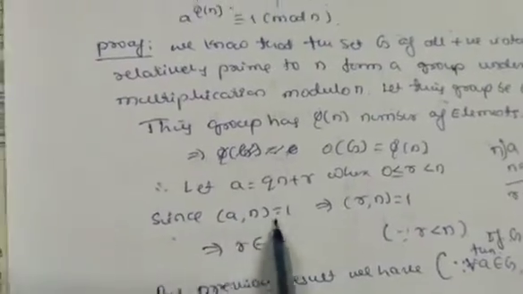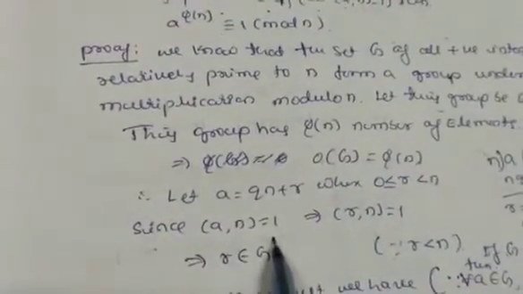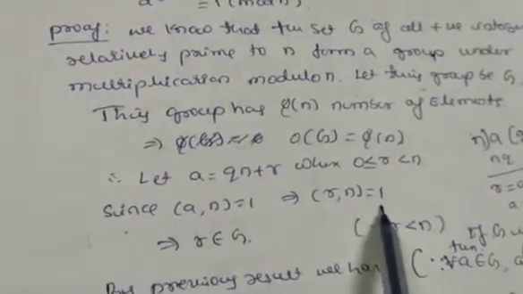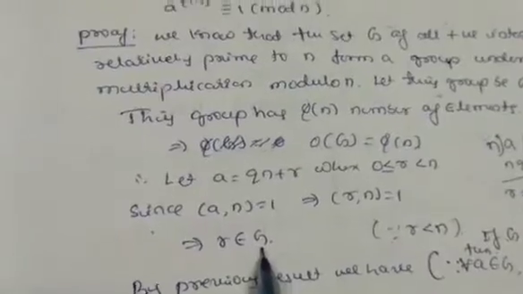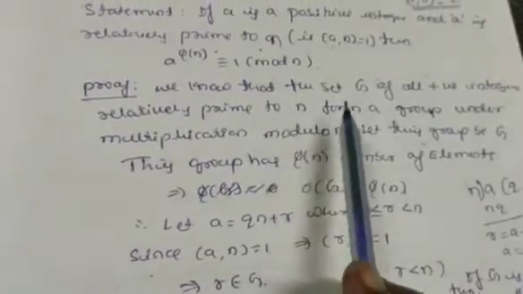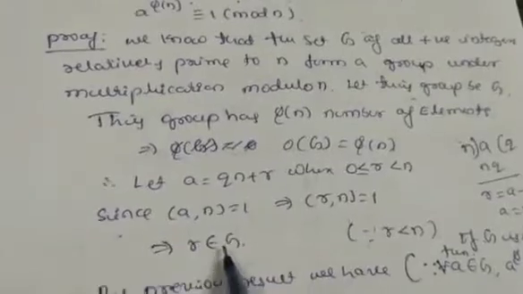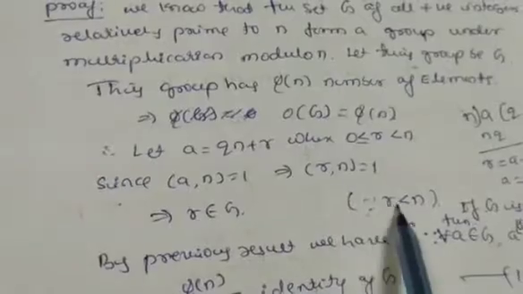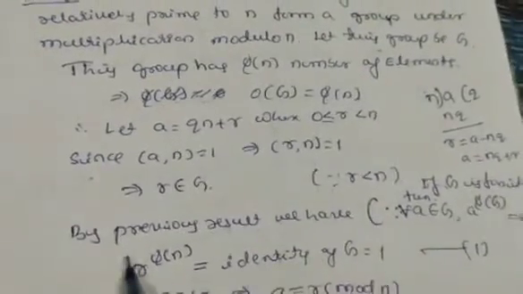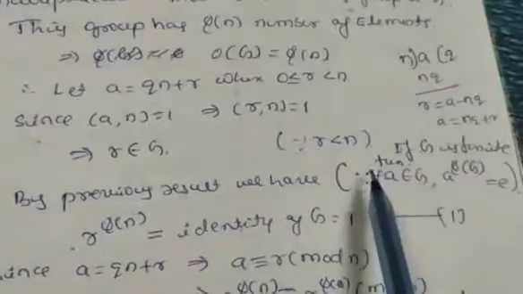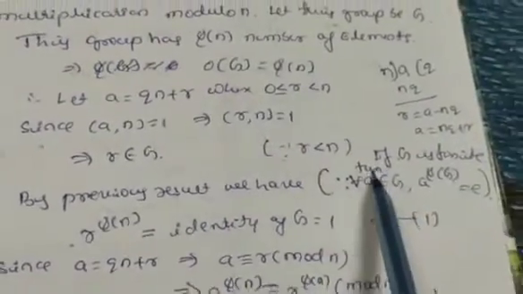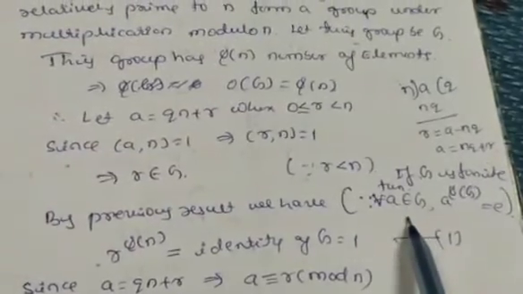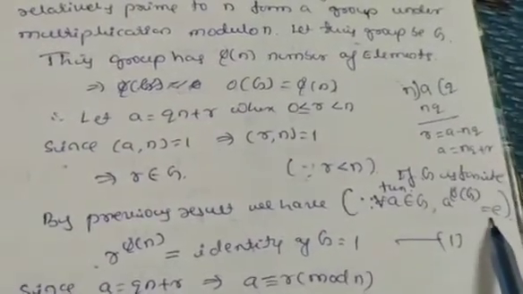Since GCD of a and n is 1, as given, this implies that GCD of r and n is also equal to 1. So this implies that r belongs to G, because the elements of G are relatively prime to n. So r also belongs to G, because r is less than n. Then by one of the previous results, which we know, if G is a finite group, then for all a belonging to G, a to the power of the order of G is equal to e.